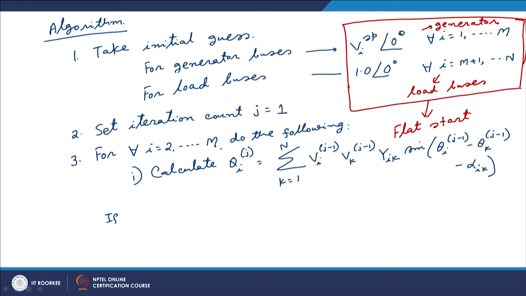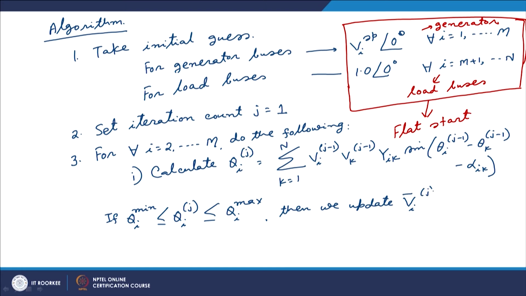If Qij is less than or equal to Qi max and greater than or equal to Qi min, then we update Vi at the jth iteration as Vi specified, angle say beta. Now, what is this angle beta?